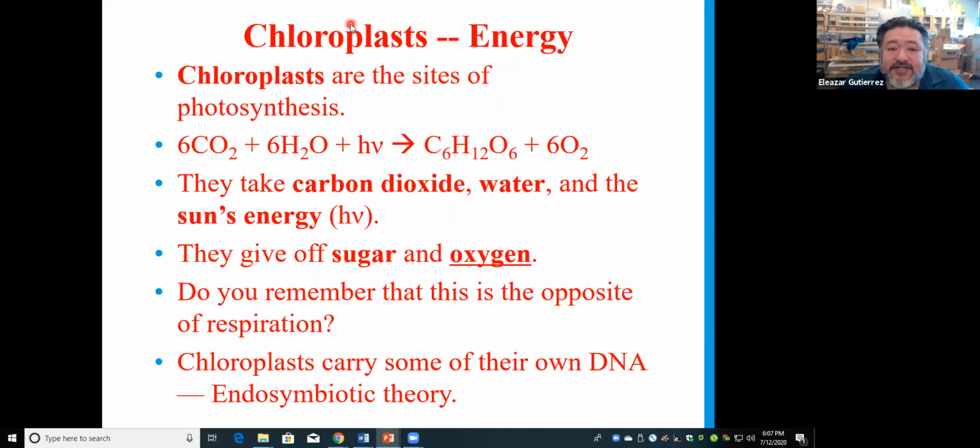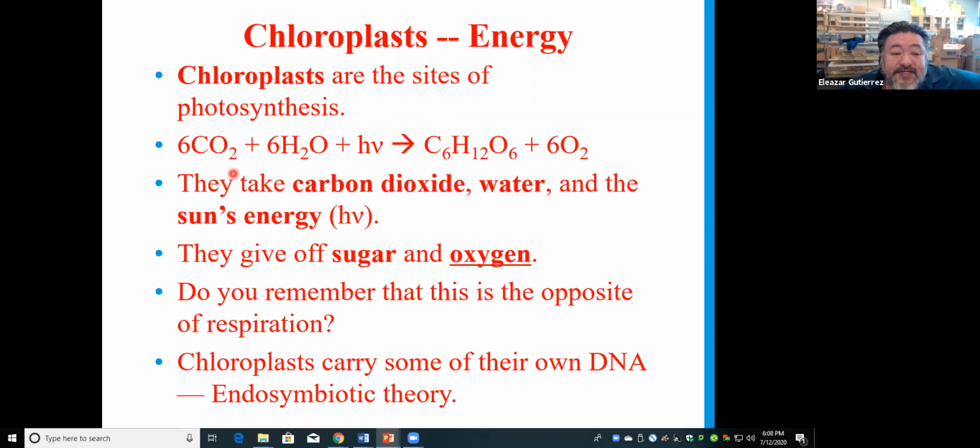Chloroplast and energy. Just like mitochondria are involved with providing energy, chloroplasts are involved with the harvesting of energy. Okay. Chloroplasts are the sites of photosynthesis. In case you forgot, I think last chapter we said that photosynthesis and respiration were exact opposites of each other.